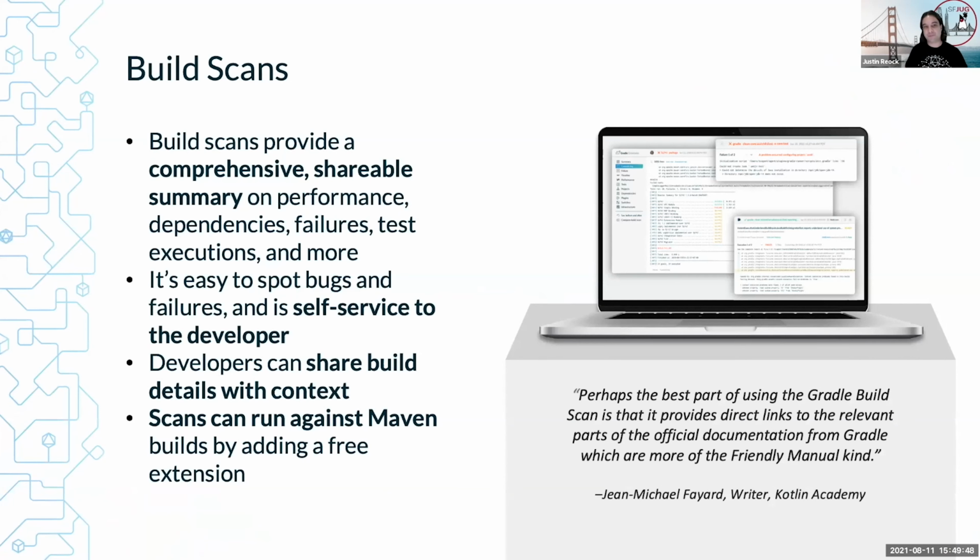Build scans provide a comprehensive, shareable summary on the performance dependencies, failures, test executions, and more. All right, we've looked into these a little bit already. It's easy to spot bugs and failures, and again, completely self-service to the developer, right? So even in the CI chain, you saw how cool that was, that in Jenkins, I could just open up the build and click right on a build scan. That's a self-service way for developers to start diagnosing problems with the build that happened in CI, where they might normally have to rely on a build engineer to do that. So yet another area where we kind of eliminate a bottleneck, eliminate some friction from the process.